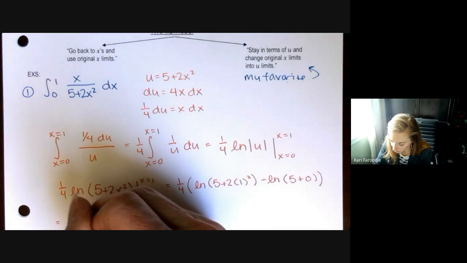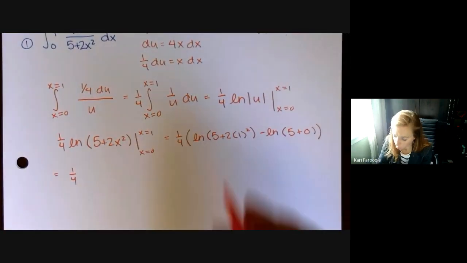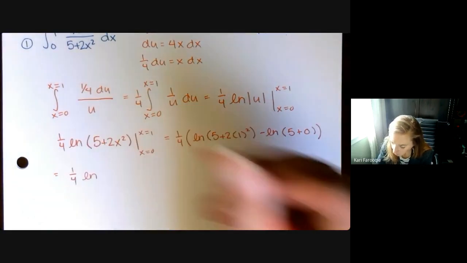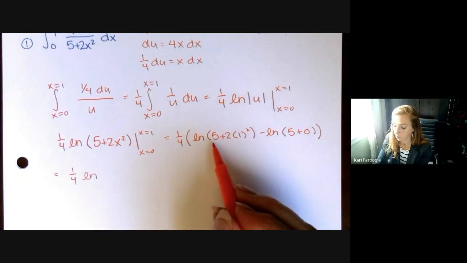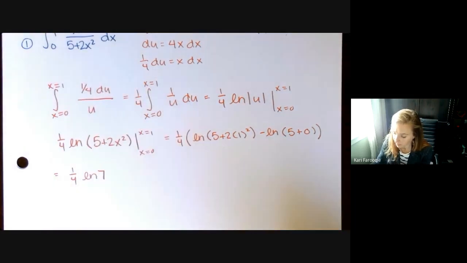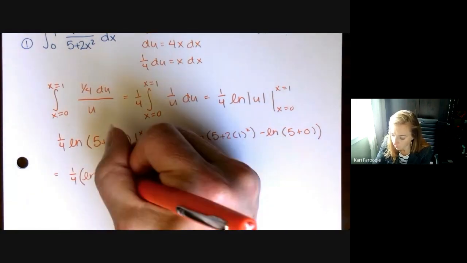So now I can say this is 1/4 times the natural log of 1 squared is 1, times 2 is 2, plus 5 is 7. And then minus, I should put my parenthesis here, the natural log of 5.